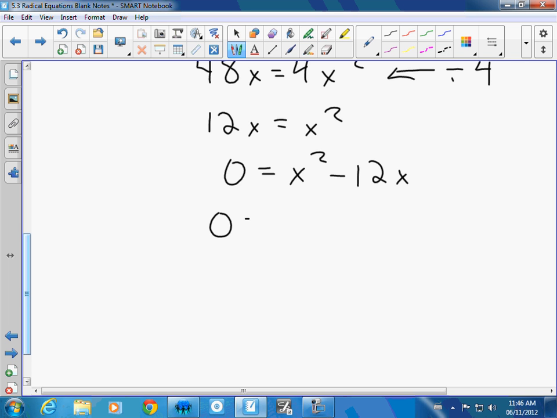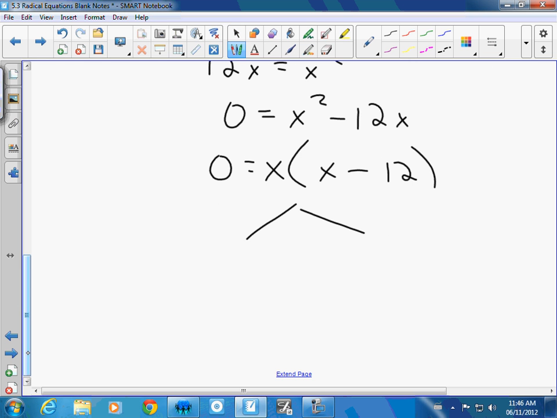Okay, what's common to both of those? X. What's left over? X minus 12. Okay, can we split this into its 2 pieces? What are its 2 pieces? 0 equals X and 0 equals X minus 12. So what does X equal here? 12. Okay, we have 2 answers.